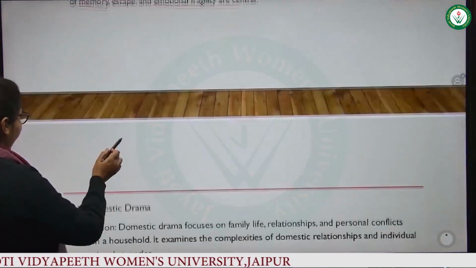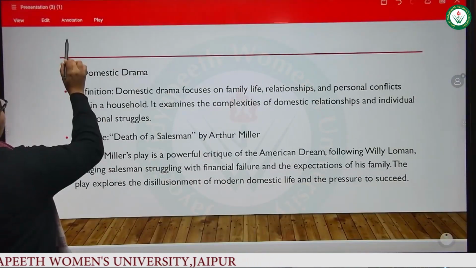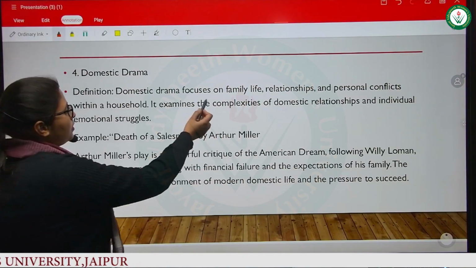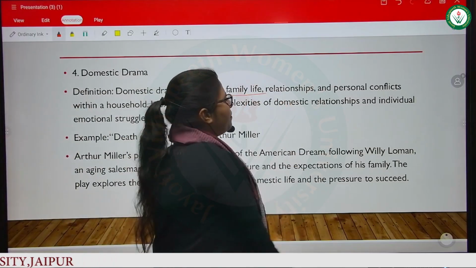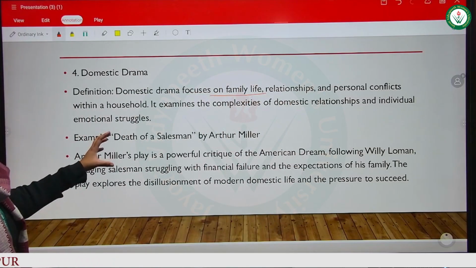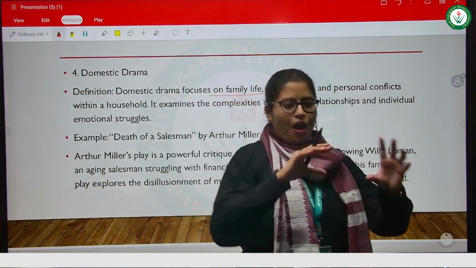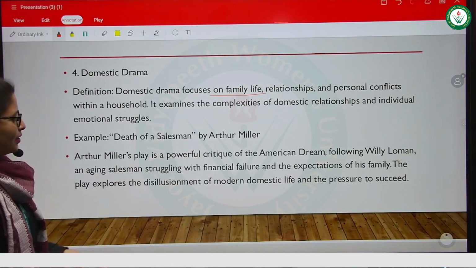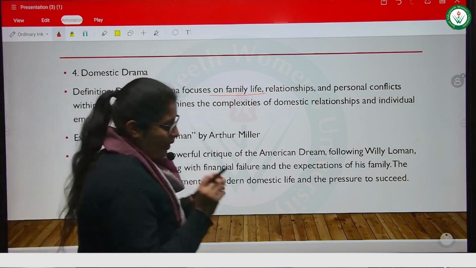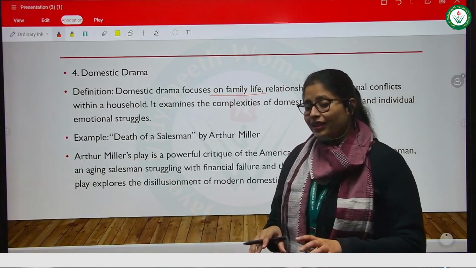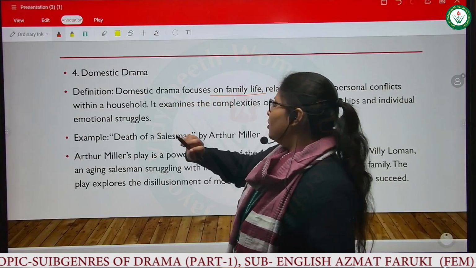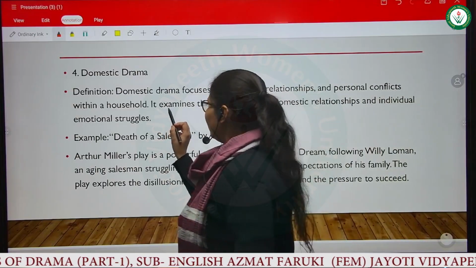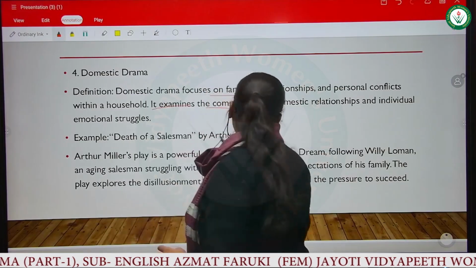Now we will see the domestic drama. Domestic drama focuses on family life, relationships, and personal conflicts within a household. If we see the setting of a particular household in which the whole scenario takes place, all the characters are based on a domestic situation. It's like a household drama, which examines the complexities of domestic relationships.